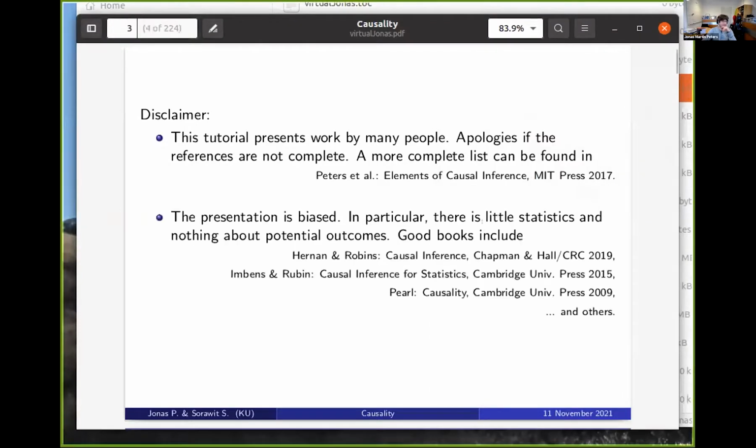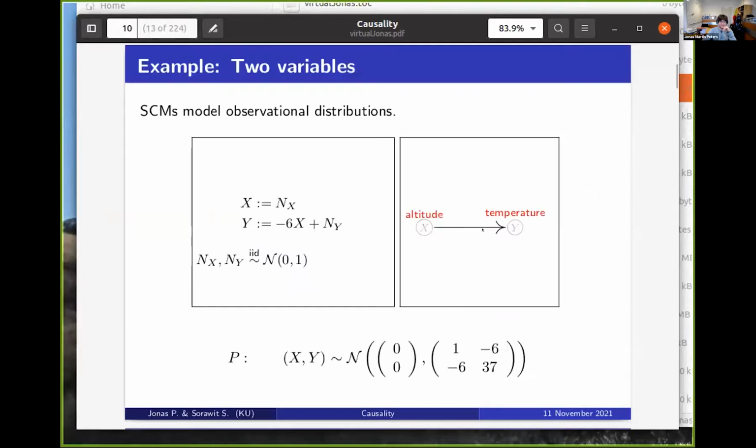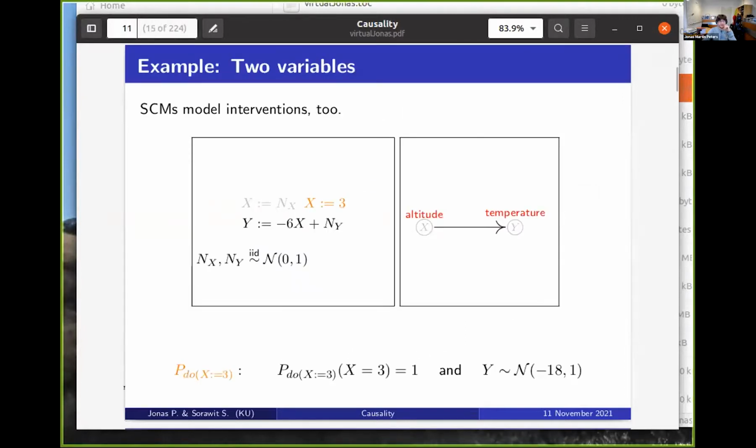Okay, so now hopefully you see the slides again. And this is the one here that is now induced. So P do X being 3.